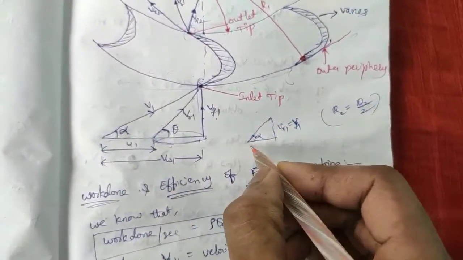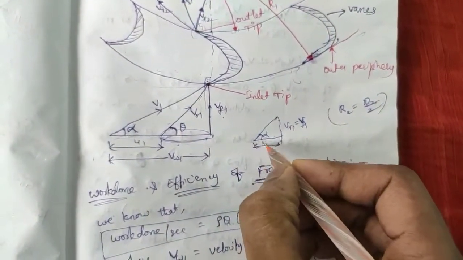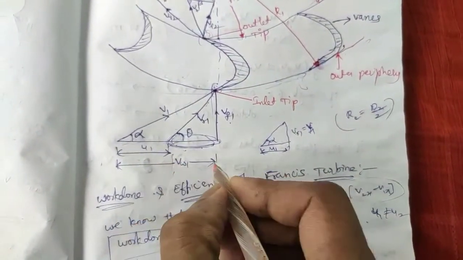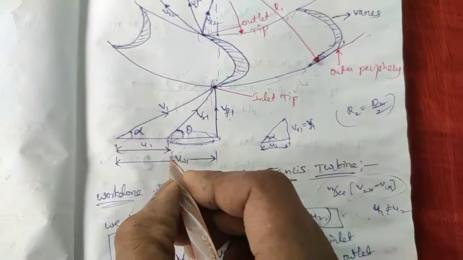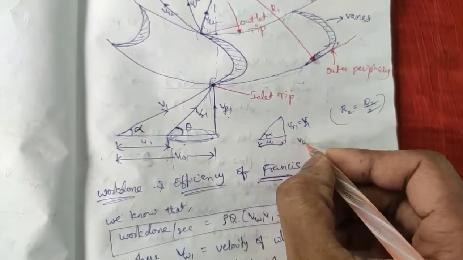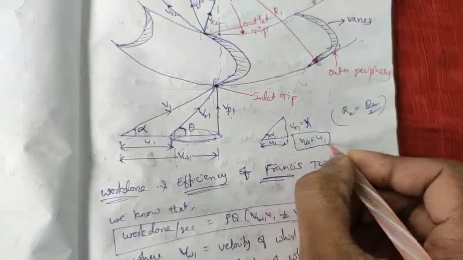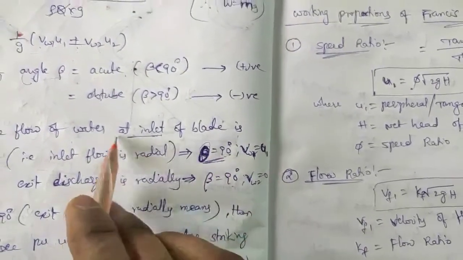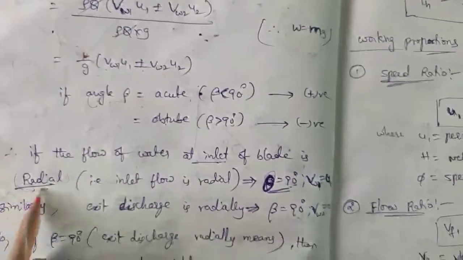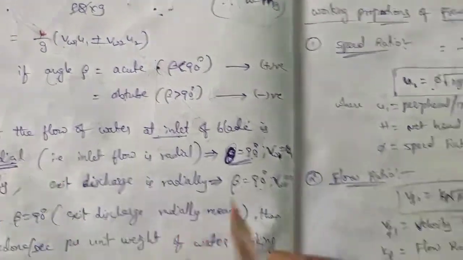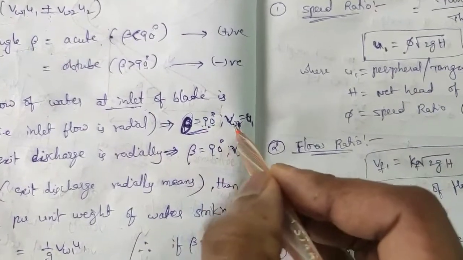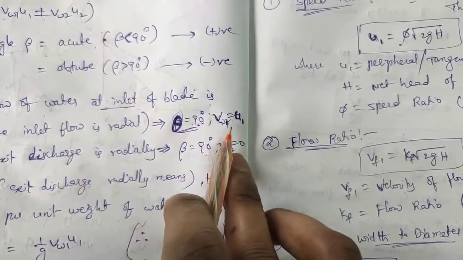So that means here to here is U1. This side compresses to this side, U1, that means VW1 equals U1. That was written here. When theta equals 90 degrees, that means flow of water at inlet is radial. We take theta equal to 90 degrees. When theta equals 90 degrees, VW1 equals U1.